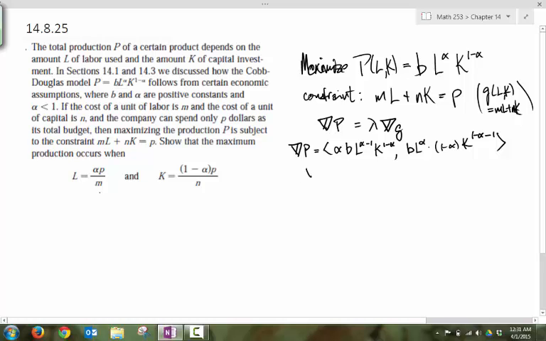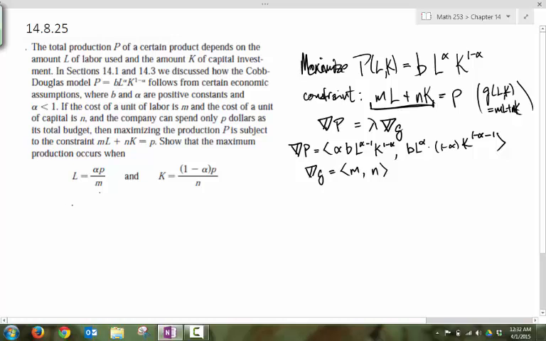Now we take the gradient of our G function. This one's going to be considerably easier. We're going to focus on this, take the derivative of that with respect to L first, and NK is constant, so we just have M, and then the derivative of this with respect to K is just N. So this is our pair of gradients. We're going to set them equal to each other with a lambda.